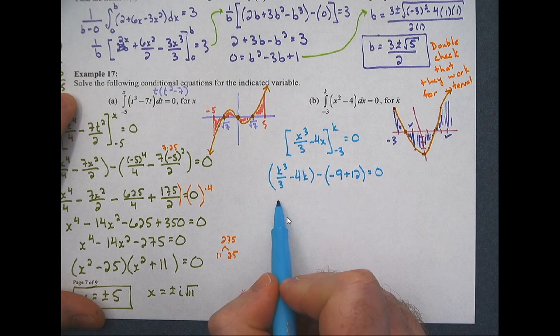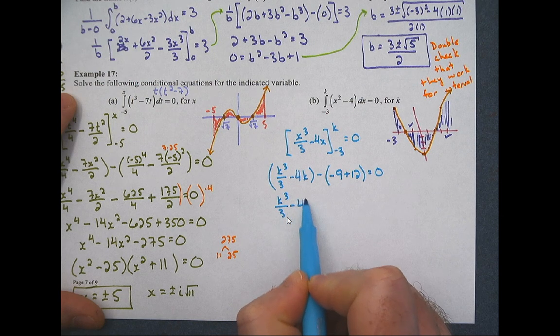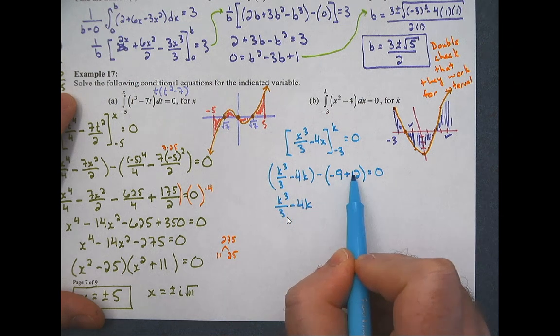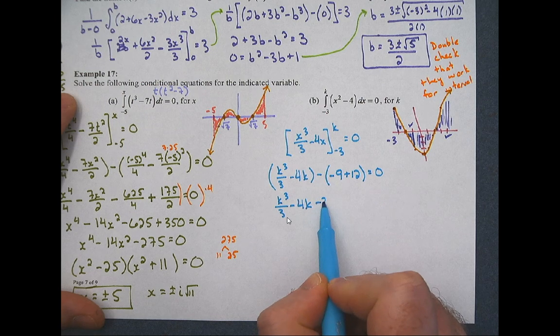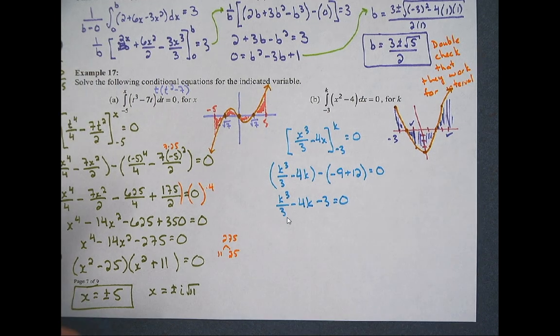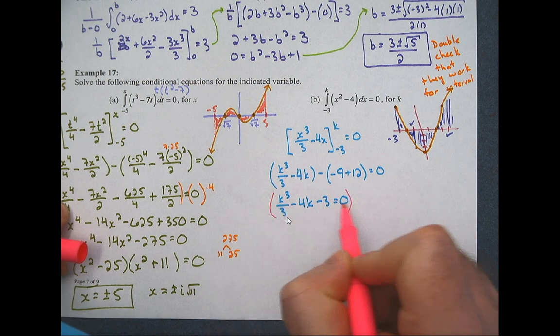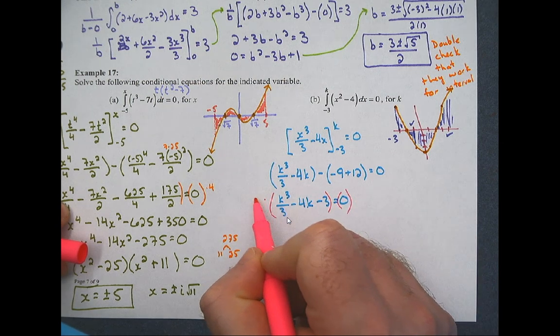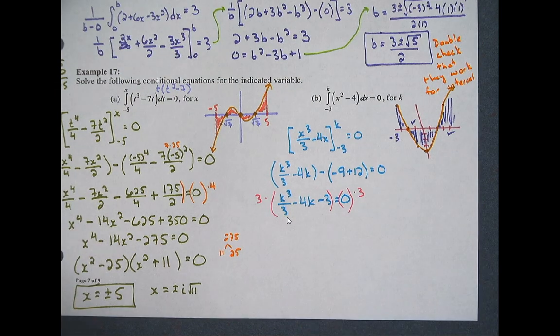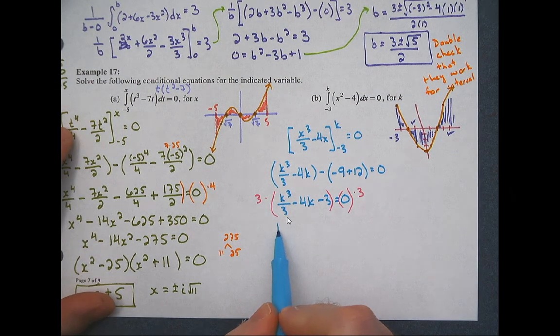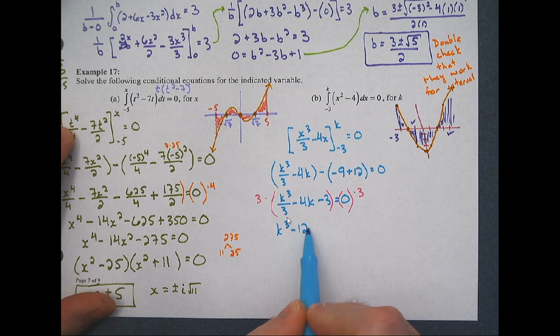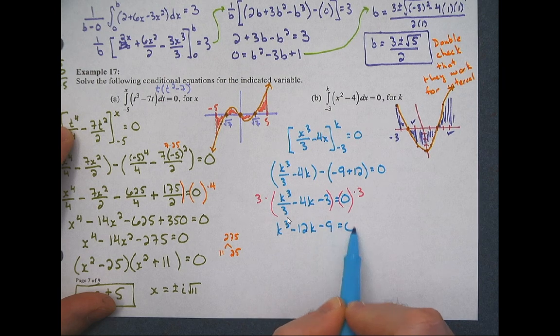Start to clean this up. I'm going to get k cubed over 3 minus 4k. Okay, that's negative 9 plus 12 is 3, but it's a subtract. I don't like that I've got the 1/3, so I'm going to kill that off next. Multiply everything by 3. So I would get k cubed minus 12k minus 9 equals 0.